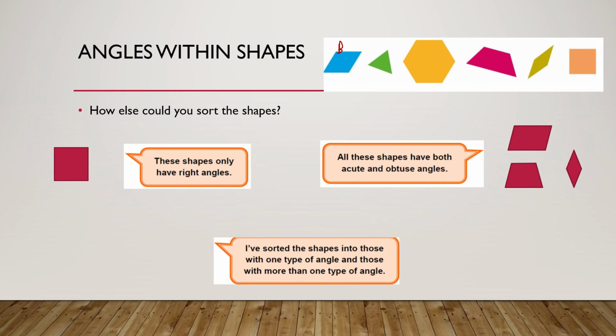This one only has acute. This one only has obtuse. This one's got both. This one's got both. And this one only has right. So you could say that, for example, this one here and this one here have both, and you could categorize them that way. Just another way of doing it.